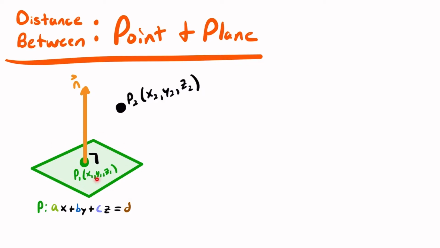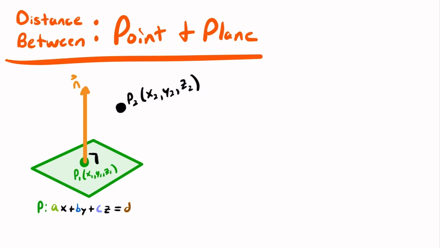Alright, and so this is our plane, and then over here we have the point that we want to find the distance between. Right, we're going to want to find the distance between this plane and this point P2 with coordinates x2, y2, z2. Alright, and so how are we going to find the distance between a point and a plane in 3D space? Well, the first thing that we have to do is actually identify what the distance is, right? What measurement are we trying to find here?